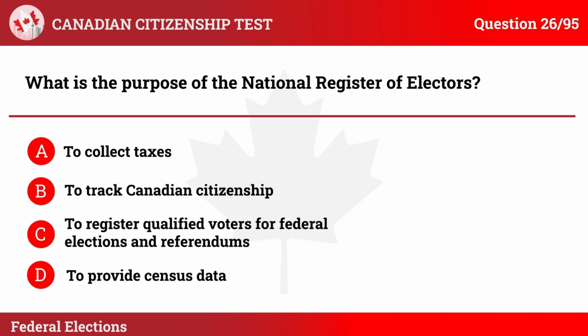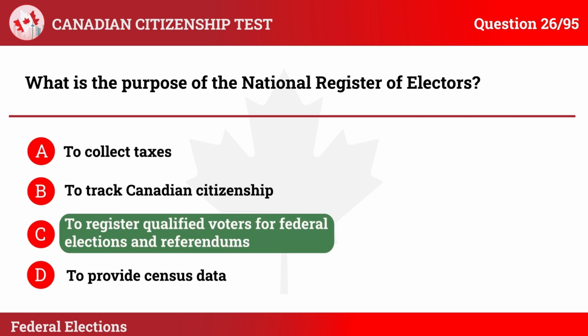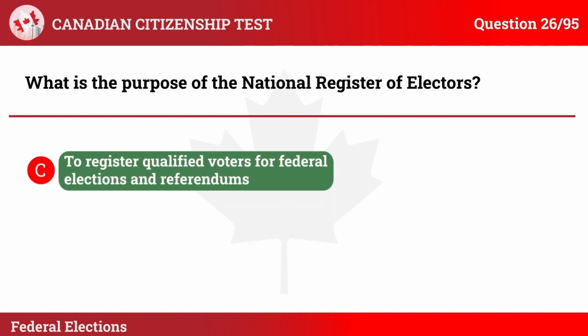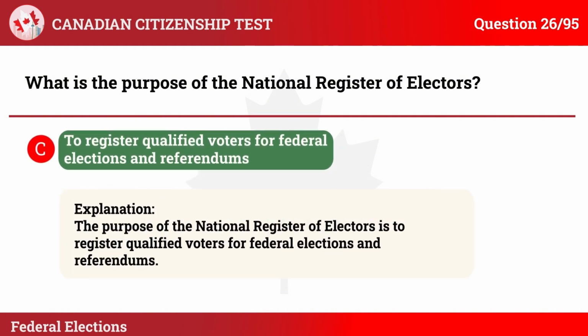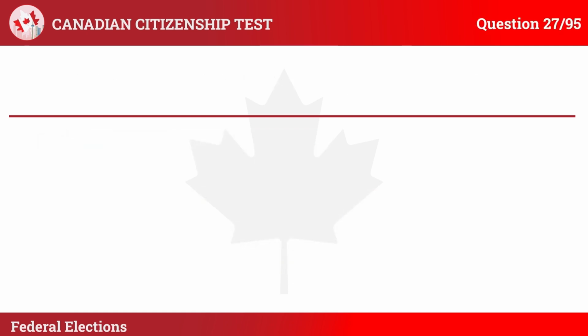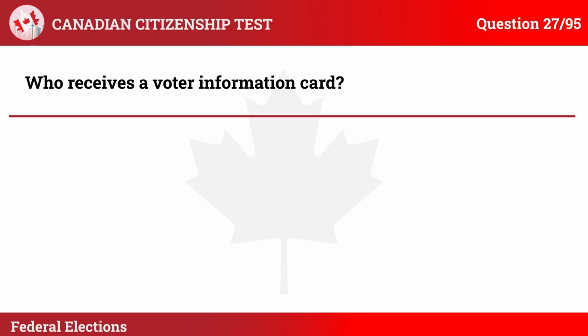The correct answer is C. To register qualified voters for federal elections and referendums. Explanation: The purpose of the National Register of Electors is to register qualified voters for federal elections and referendums. Question 27. Who receives a voter information card?